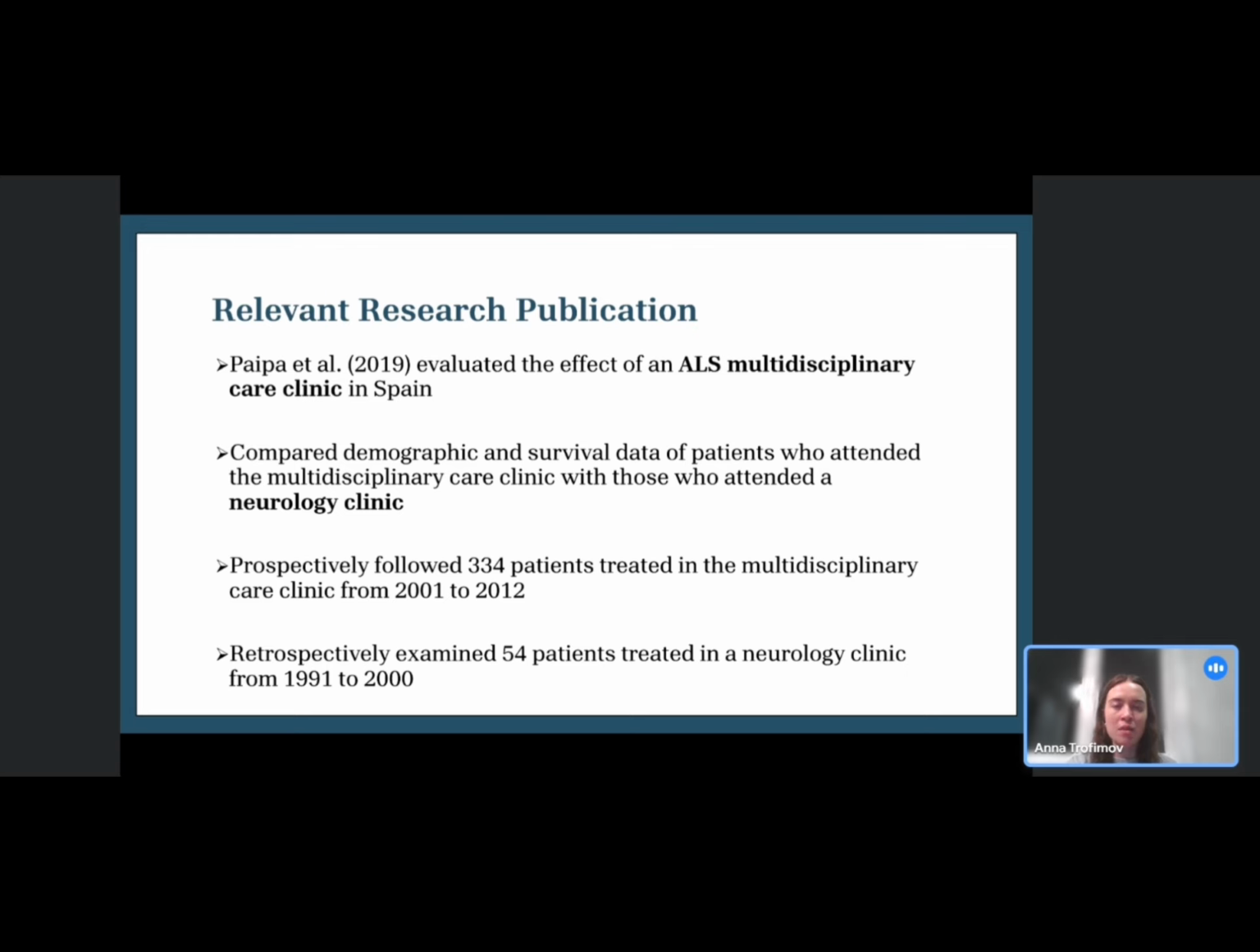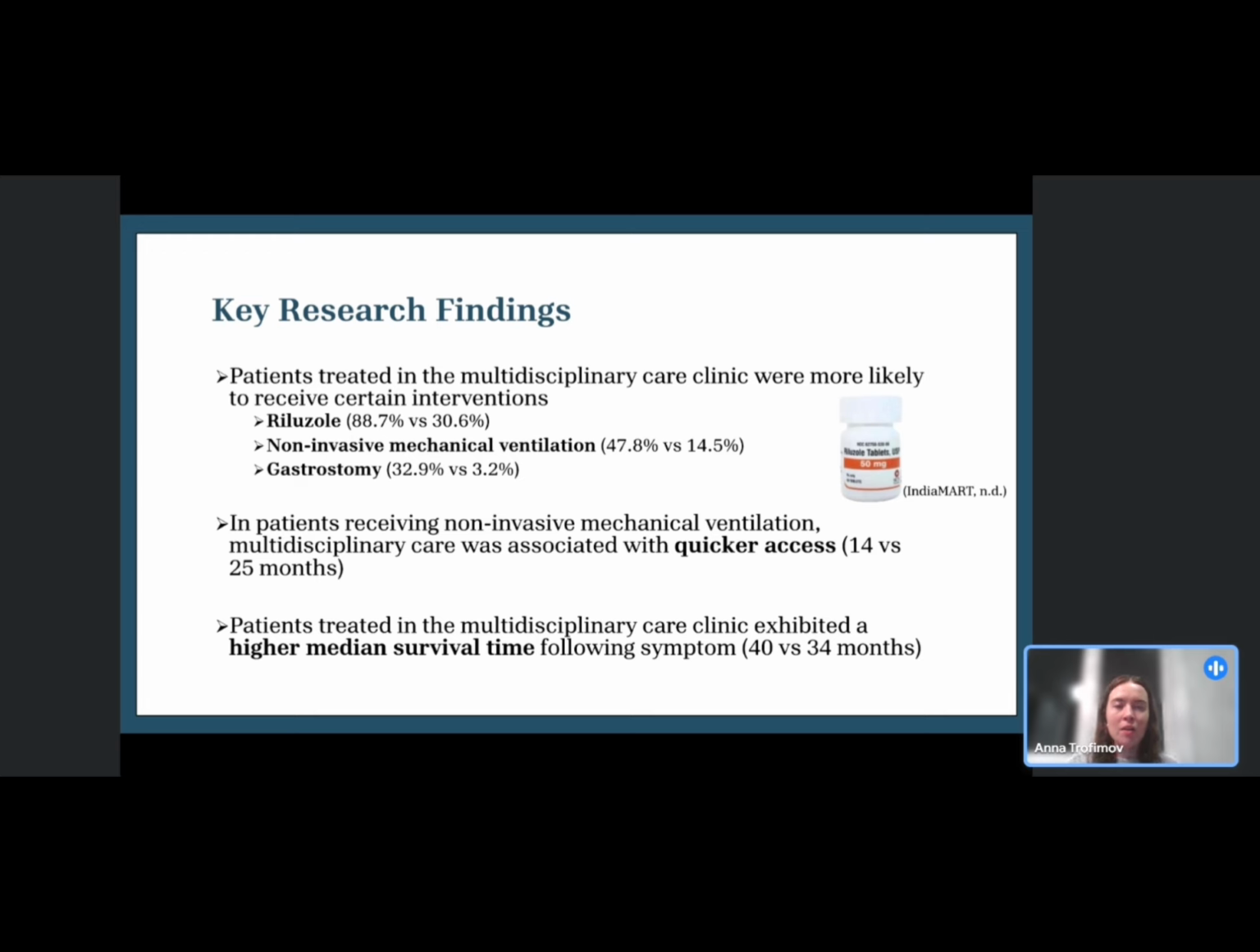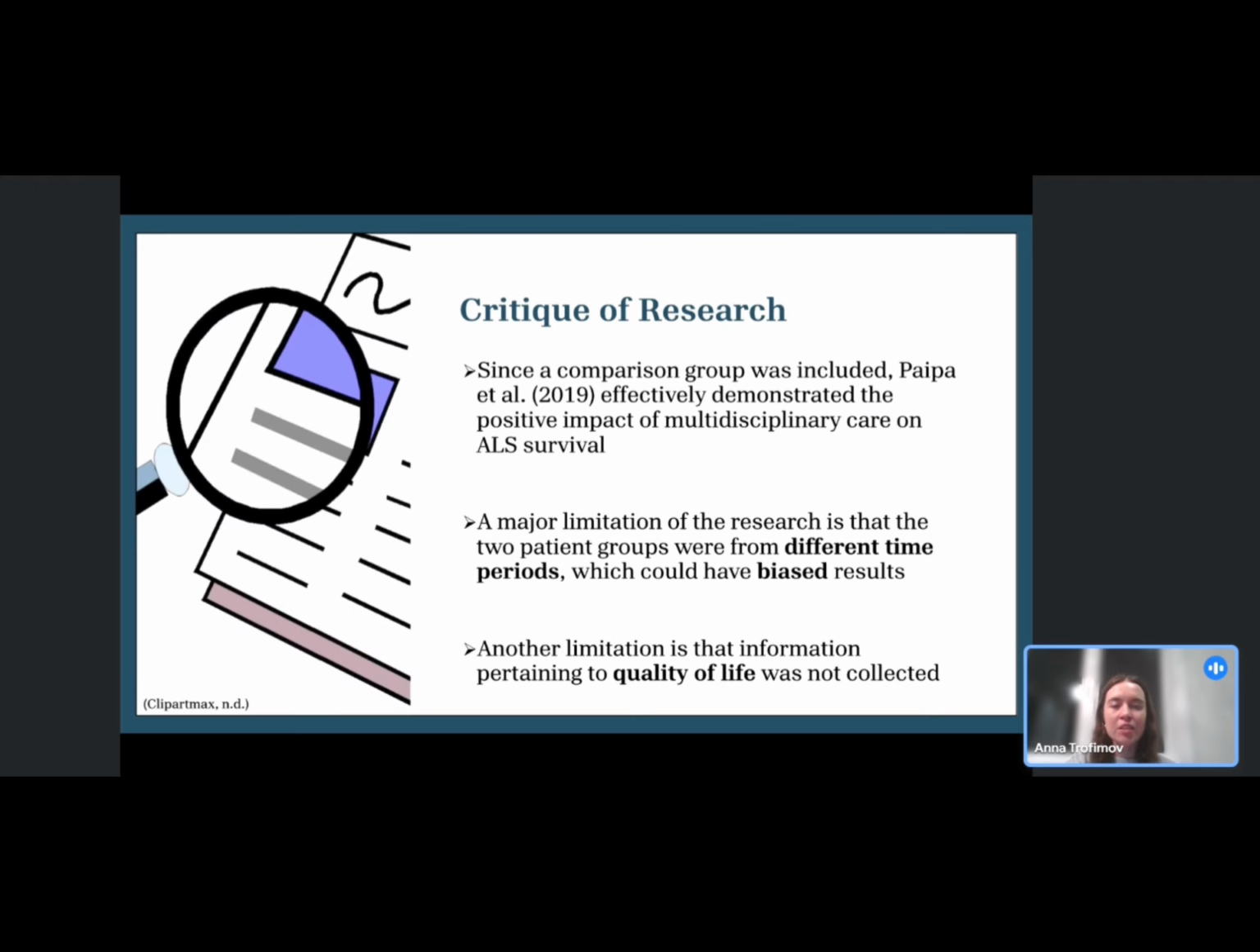Patients treated in the multidisciplinary care clinic were more likely to receive certain interventions, such as riluzole, non-invasive mechanical ventilation, and gastrostomy. In patients receiving non-invasive mechanical ventilation, multidisciplinary care was associated with quicker access to this treatment. Patients treated in the multidisciplinary care clinic also exhibited a higher median survival time following symptom onset. Due to the fact that a comparison group was included, so those who received treatment at a neurology clinic, this research effectively demonstrated the positive impact of multidisciplinary care on ALS survival.